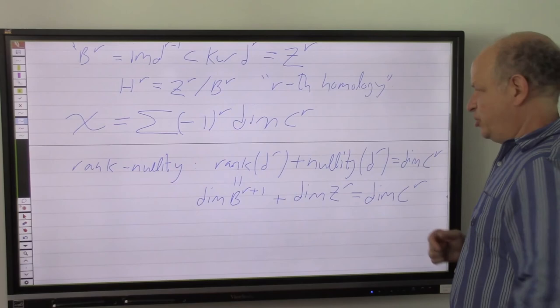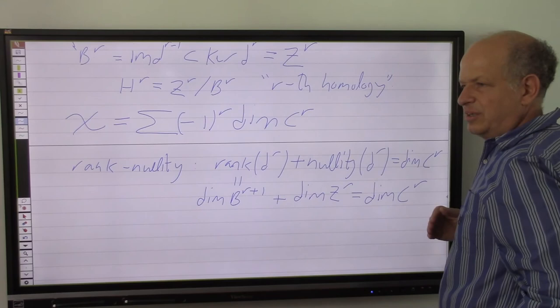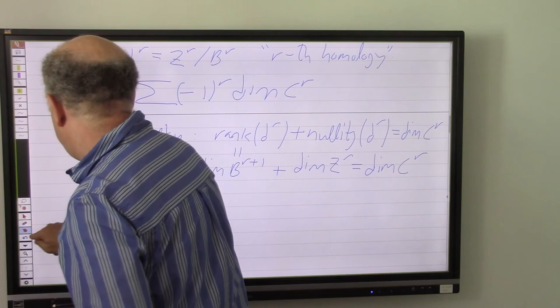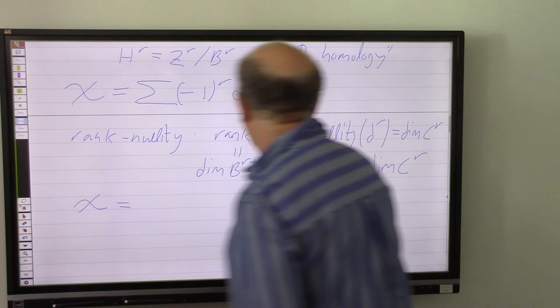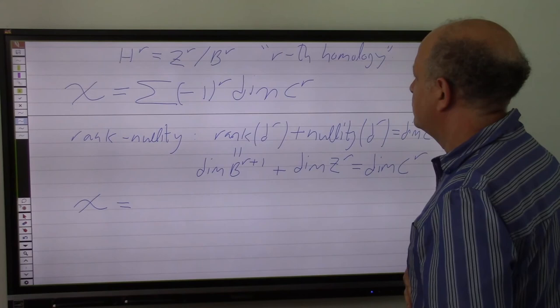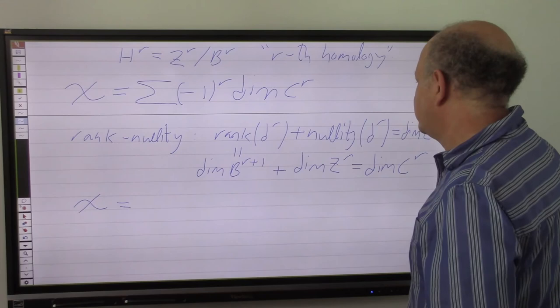So now, let me substitute this into here. Wait, I'm doing something stupid. Well, okay. And I find that the Euler characteristic is equal to, no, that's not what I wanted to do. You also want to consider the same thing with homology, the dimension sequence. Yes, that of course is what I want to do. All right, sorry, this is fine.